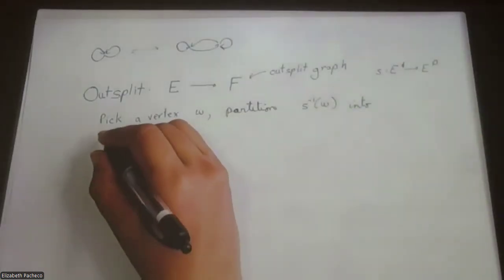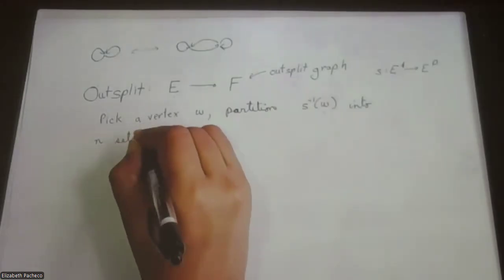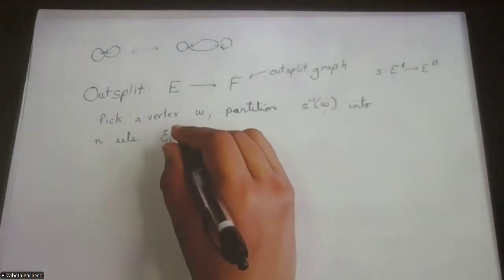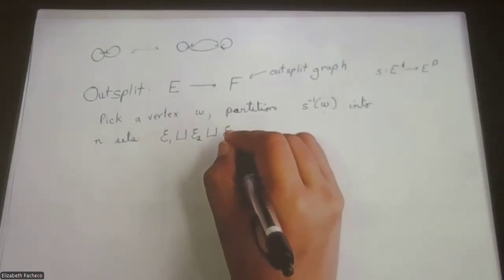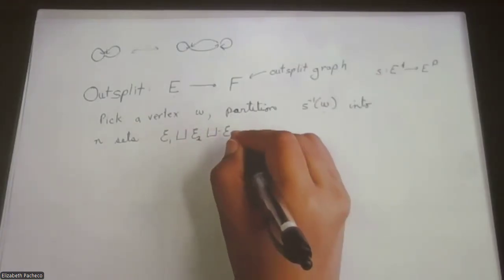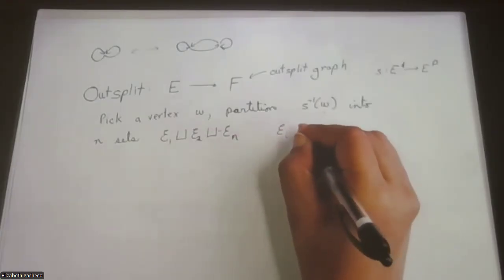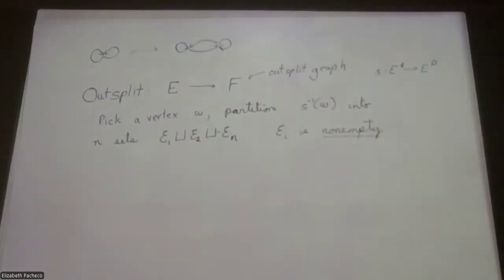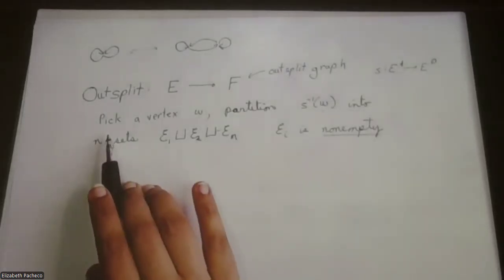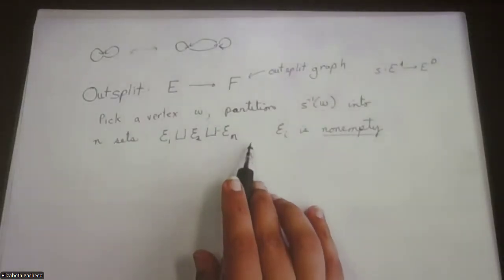I partition this into n sets, to be consistent with what you see here. Epsilon_1 through epsilon_n, each epsilon_i non-empty. Why do you need at least two arrows? If you do the outsplit on a vertex that has only one arrow coming out, congratulations, you've done nothing at all. So you cannot partition this into more sets than you have arrows coming out.